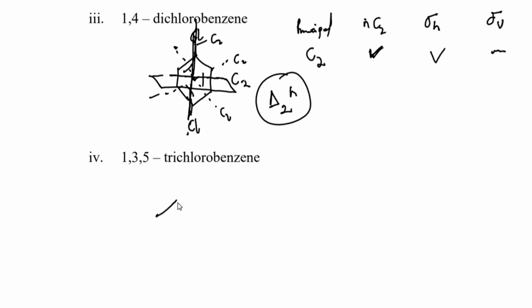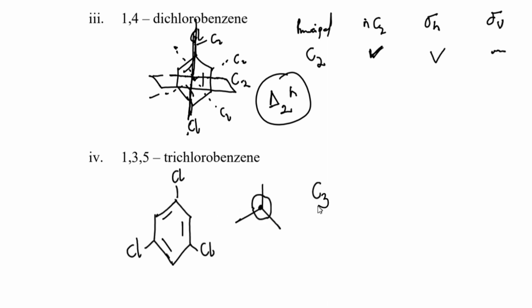So this is 1,3,5-trichlorobenzene. So let's draw the structure. So we have it to be this. Chloro and chloro, right? So let's look for the principal axis. The principal axis is basically going to be just like this. So we have it to be 1, 2, 3. So this is C3. So the principal axis is C3, right?